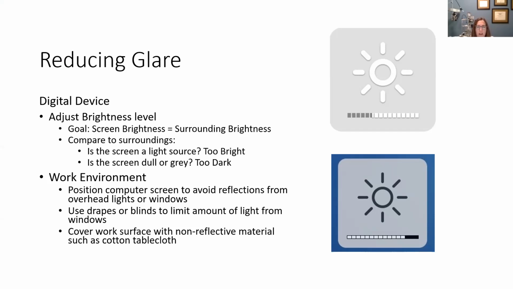Then your work environment. Working at home, you may not have as much control over this, but you want to position your computer screen or electronics so that you're avoiding reflections off the screen from things in the room you're working in, like overhead lights or windows. If you're in a space that you're not normally in at home, you can think of putting up blinds or drapes to limit the light from a window in the room. And then the work surface: if you're on a shiny surface, that can reflect light from above back at you. So maybe you have to put down a tablecloth or something like that to prevent those extra reflections.